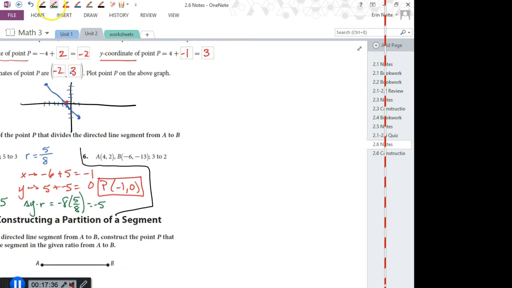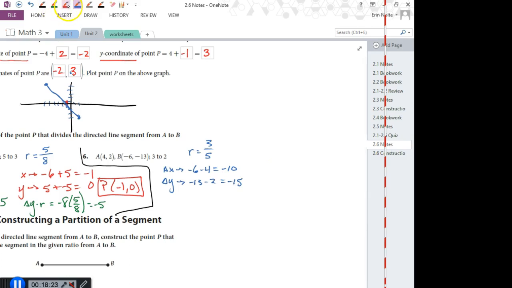Okay, so what's the first thing that I do? Ratio. Okay, so if I have 3 to 2, what fraction is that? 3/5. Good. So then I'm going to do my change in X. Remember when I do change in X, I want to start with my B. So what's my X value of B? So -6 minus 4, -10. For my change of Y, I'd go from -13 to 2, -15.